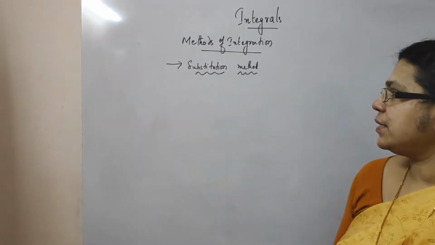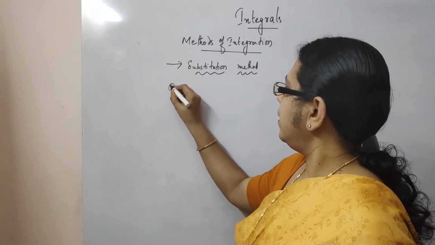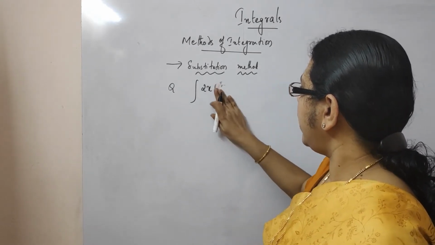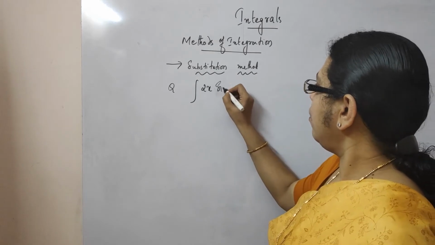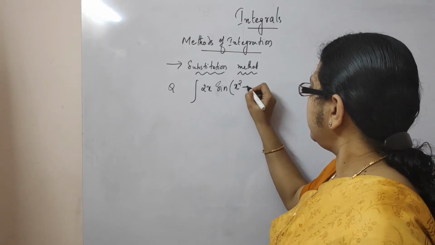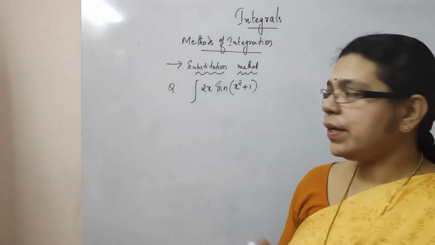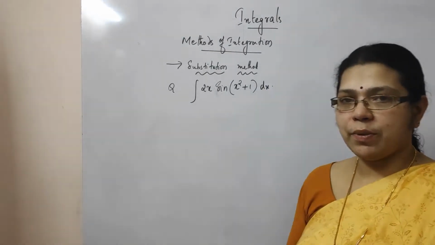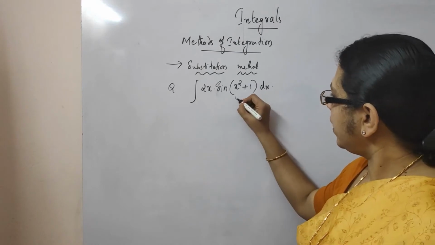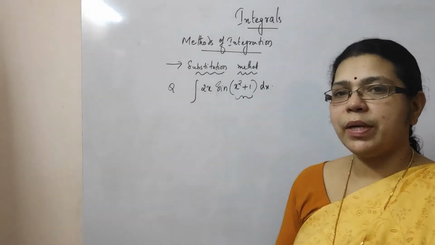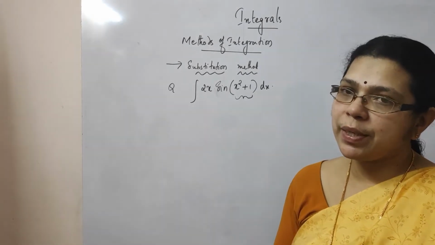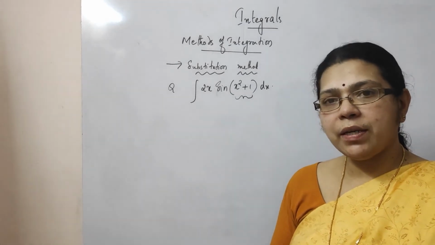Such as, for example, I can give the integral of 2x into sine of x square plus 1. Okay, this is the first question: 2x into sine of x square plus 1. Now, what is the derivative of x square plus 1? Derivative of x square is 2x and that of 1 is 0.